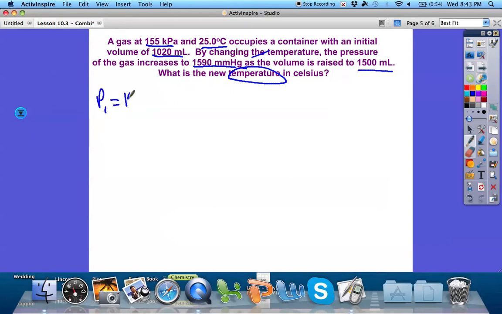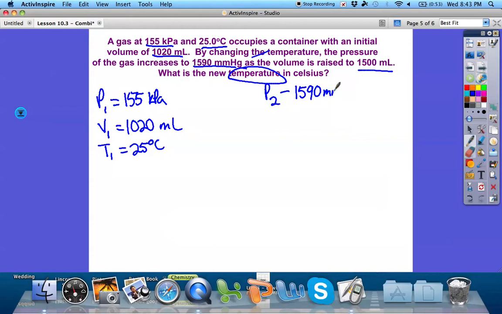So P1 is 155 kilopascals. V1 is 1,020 milliliters, and T1 is 25 degrees Celsius. P2 is 1,590 millimeters of mercury. V2 is 1,500 milliliters, and T2 is what we are trying to find.